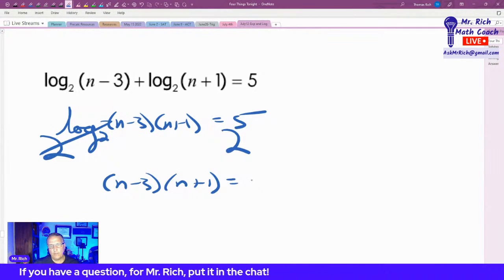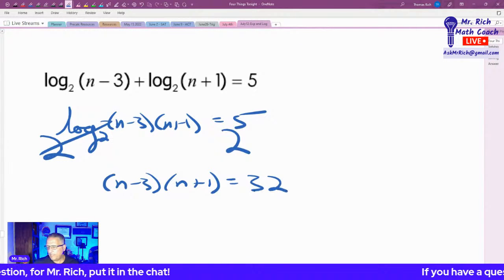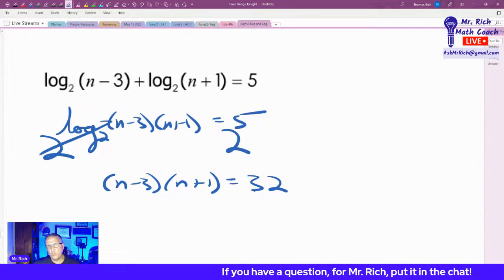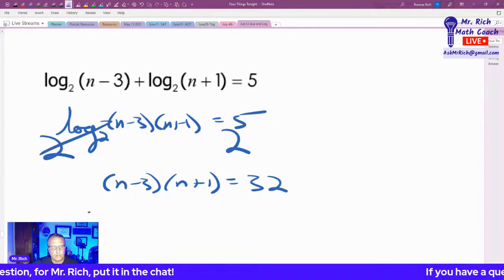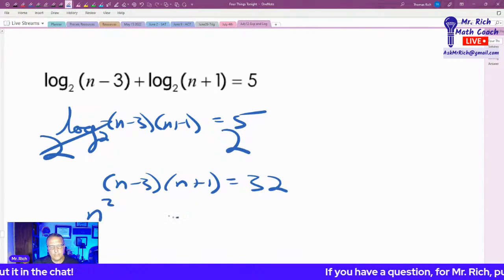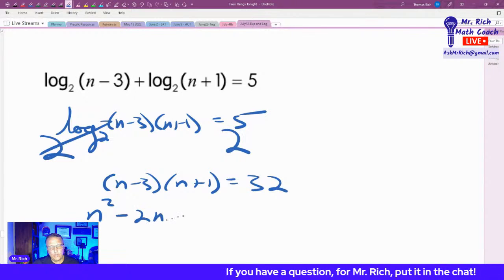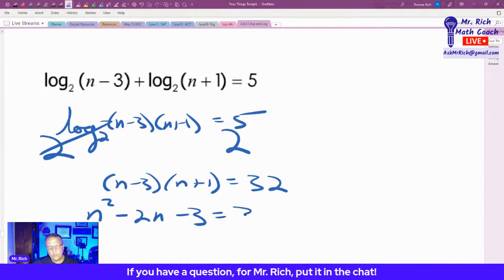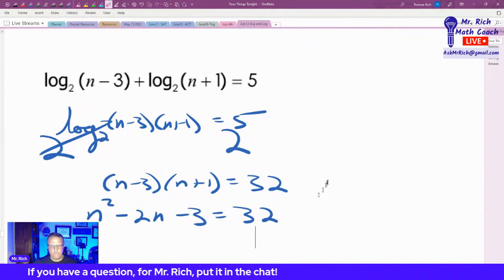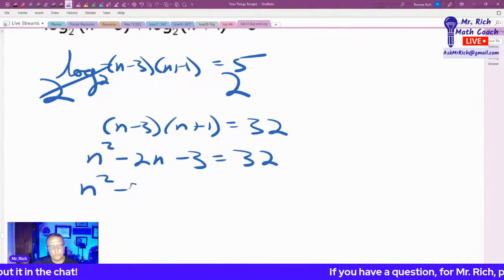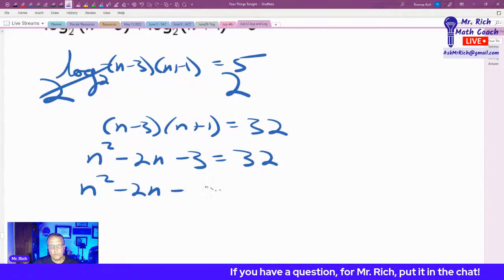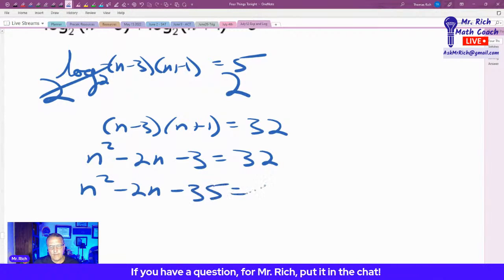And that would be 32. You didn't see me count on my fingers right there. So yeah, 2 to the 5th is 32. Well, to solve that, I'm going to have to expand the product of those two binomials. So that's going to give me n squared minus 2n minus 3 equals 32. Sure hope this works out. I think it will. I'm going to subtract 32 on both sides to give me a minus 35.